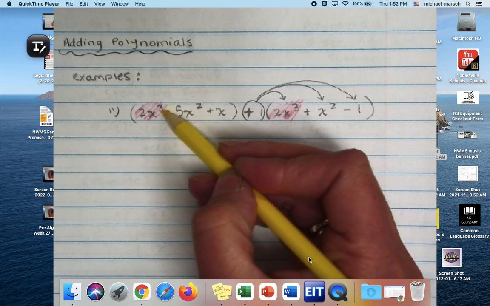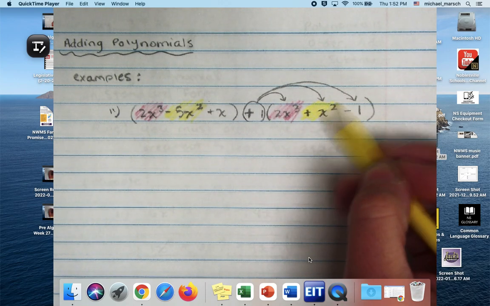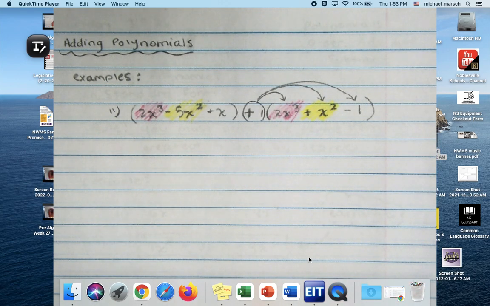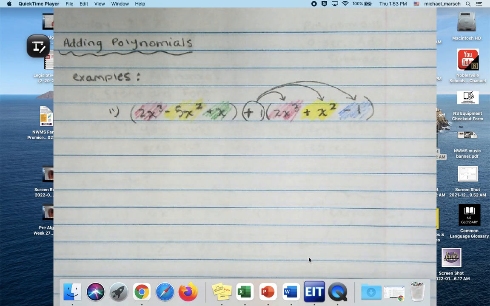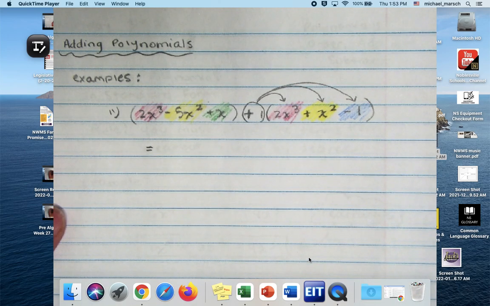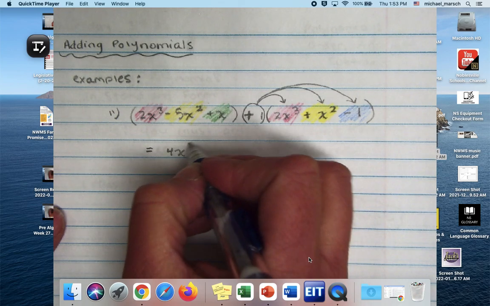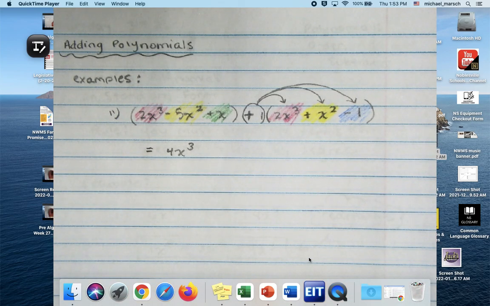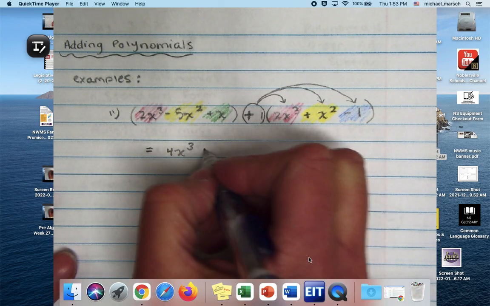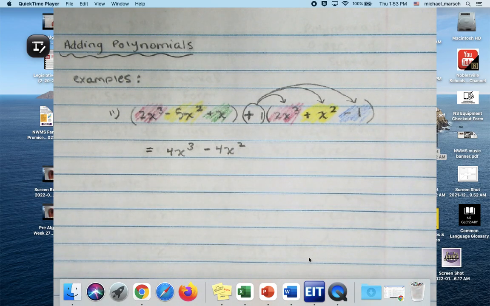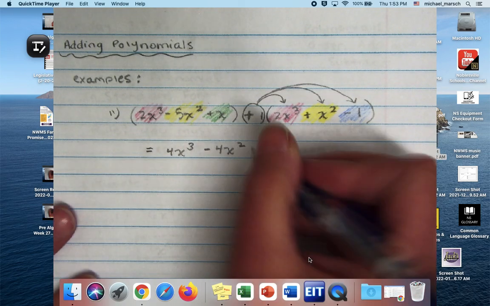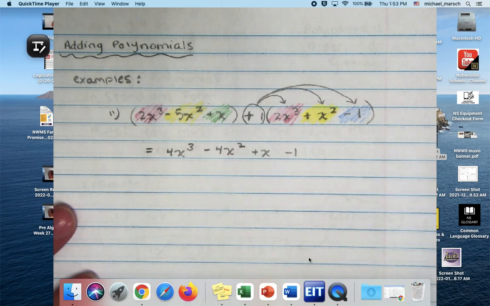All right, then we've got negative 5x squared and positive x squared. Those can be combined. And then I've got an x who's going to be by himself, and I've got a negative 1 that's going to be by himself. So when I combine these, how many x's to the third power do I have? 4. How many x's squared do I have? Negative 4. How many x's? Just the 1. And then I have this negative 1 hanging out by himself.